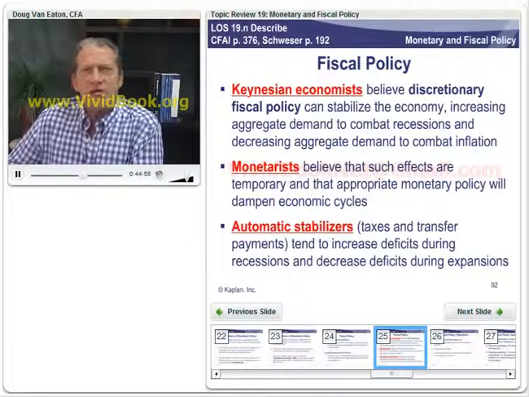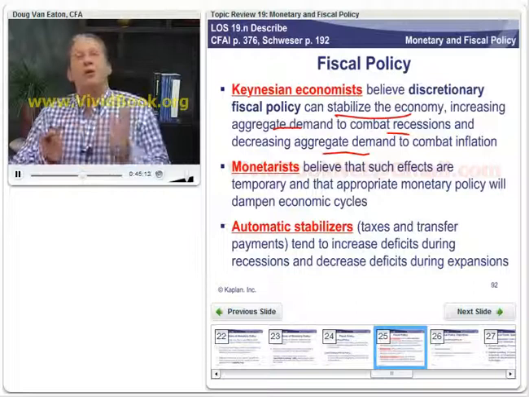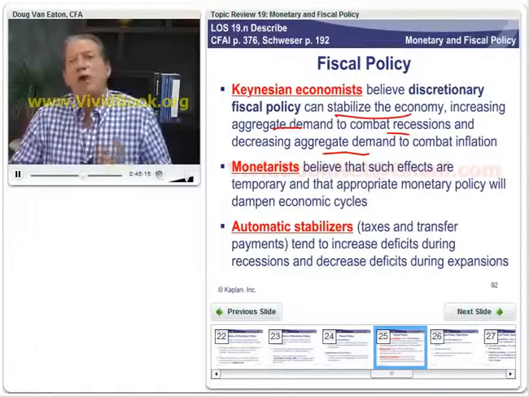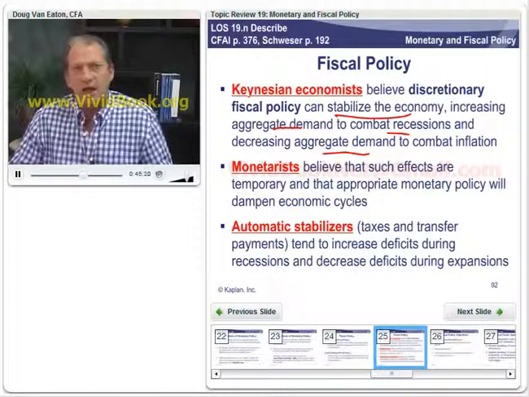So these Keynesian economists believe discretionary fiscal policy can stabilize the economy, increase aggregate demand, shift that aggregate demand when we have recessions, and decrease it to combat inflation when we are at over full employment, to the right of potential GDP long-run aggregate supply.